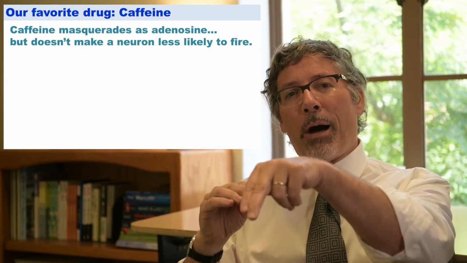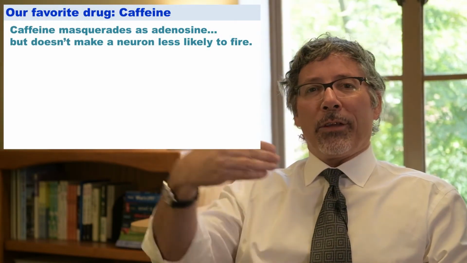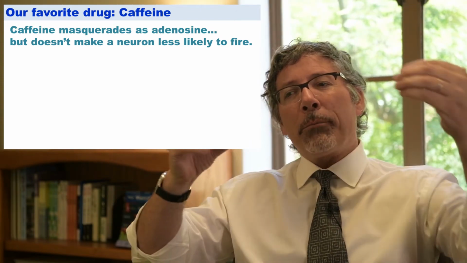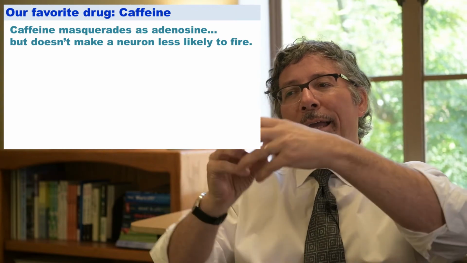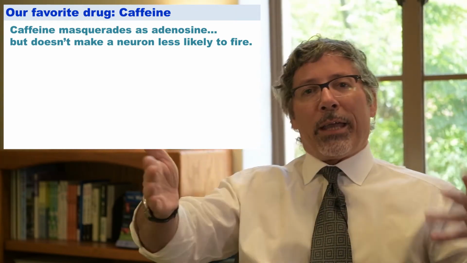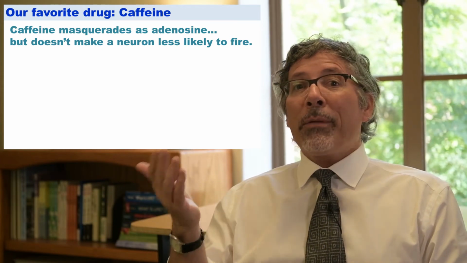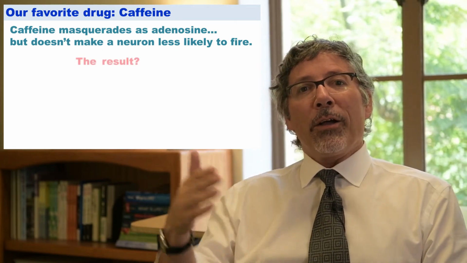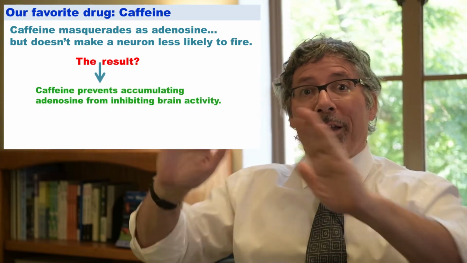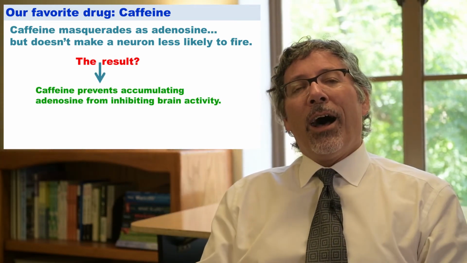The chemical caffeine looks very similar to adenosine. It looks similar enough that it can bind to an adenosine receptor, but it doesn't have the same effect. It's not exactly the same shape. So it binds to the adenosine receptor. It doesn't change it enough so that it opens up the channel so that you can't maintain a concentration gradient. So it doesn't make the neuron less likely to fire, but now it's blocking the spot. So now your adenosine is floating around, but it's not reducing the activity of the cell.